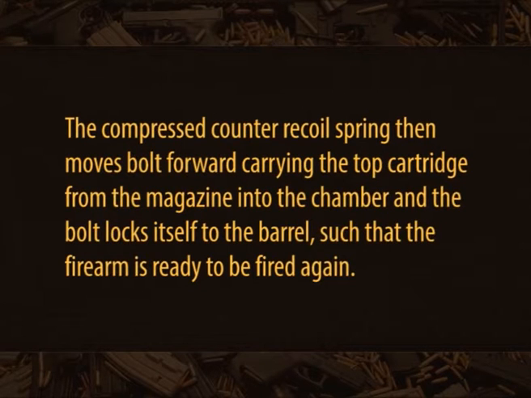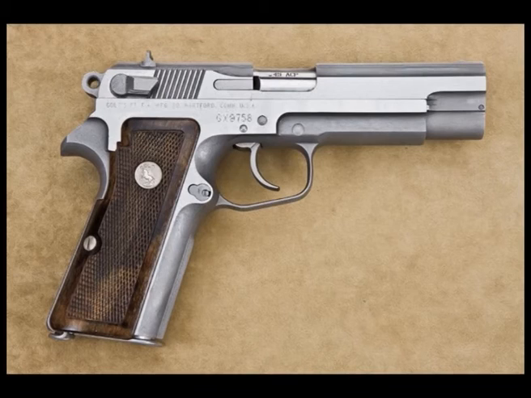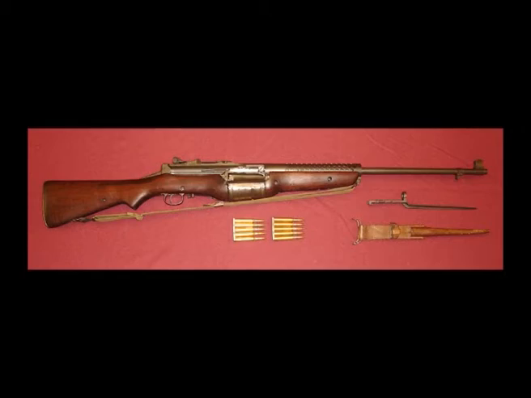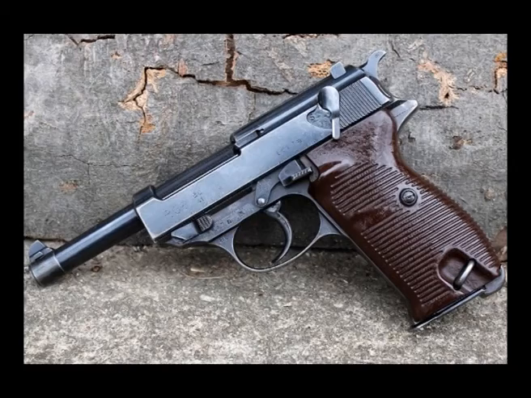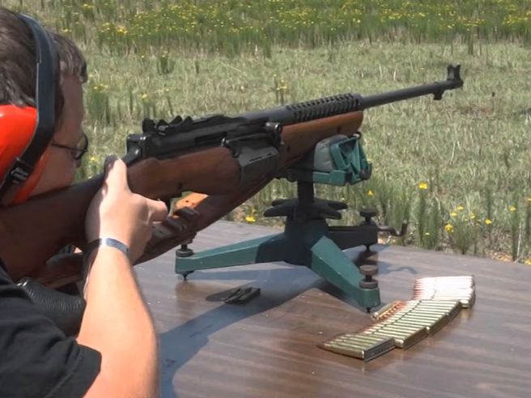The compressed counter recoil spring then moves the bolt forward, carrying the top cartridge from the magazine into the chamber and the bolt locks itself to the barrel such that the firearm is ready to be fired again. Examples of this mechanism are the .45 caliber Colt automatic pistols, Johnson rifles, LMG Logger, P38 Walther and Mauser pistol. The Johnson semi-automatic rifle is the most efficient utilization of this system.